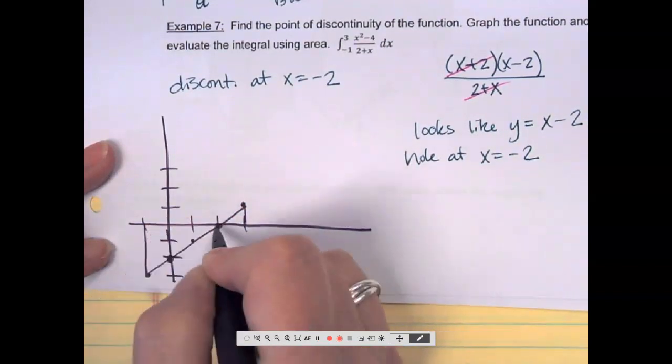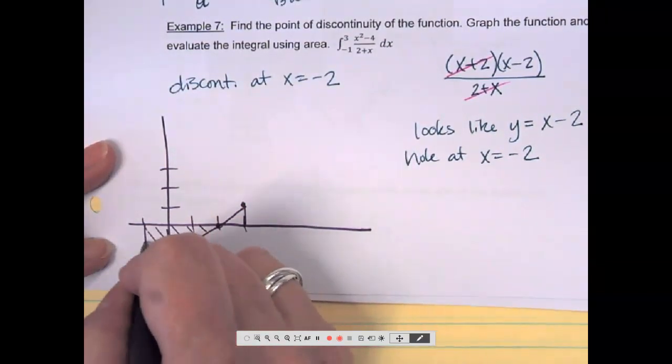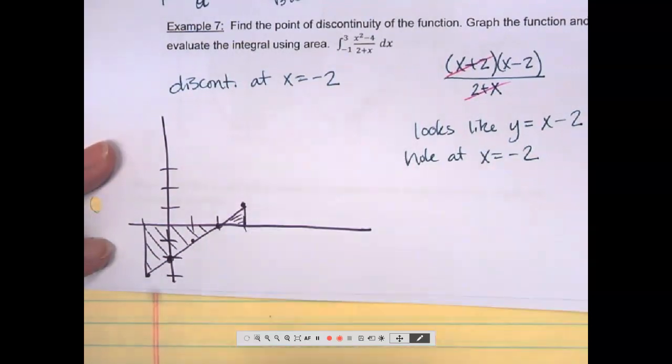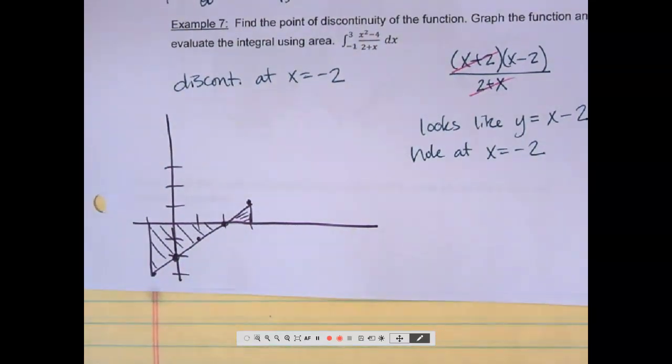Area is here plus there. It's 2 triangles, isn't it? I have one under the x-axis. That area will be negative. Then I have this little bitty triangle above the x-axis that will be positive, and then for the sum of the areas, I'll just add those 2 together.